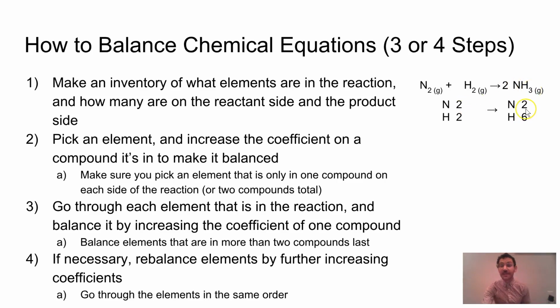Well, nitrogen is balanced, so I can move on to the next element in the equation, and that's hydrogen. I need to increase the coefficient on one side to make sure that it's balanced. So if I've got 6 hydrogens here, I will increase this 2 to make it equal to 6. I can do that by multiplying it by 3. So I'll put a coefficient of 3 in front of my hydrogen. And now that makes it so I have 3 times 2 hydrogens, or 6 hydrogens. Nice, and my chemical equation is all sorts of balanced.